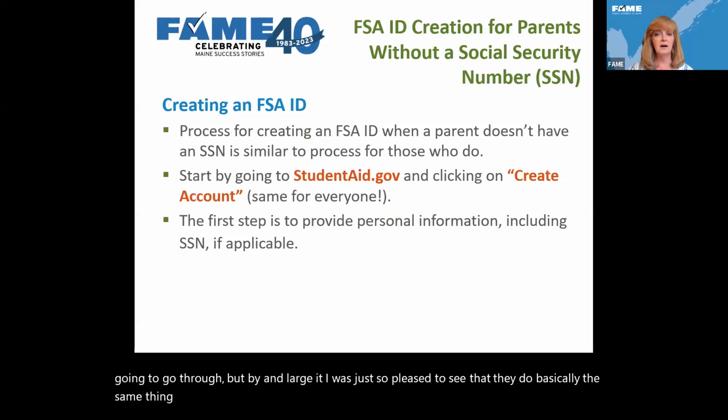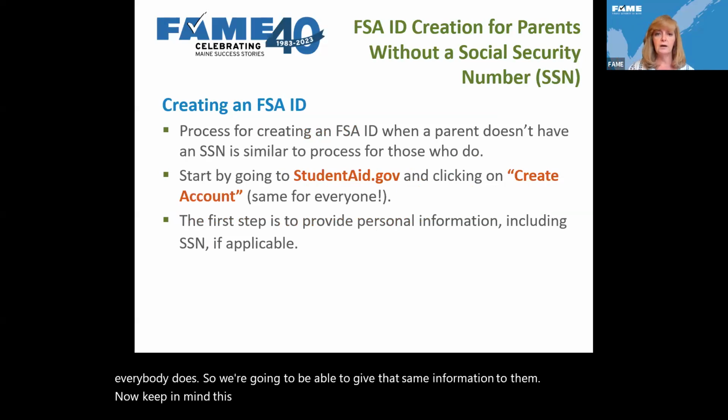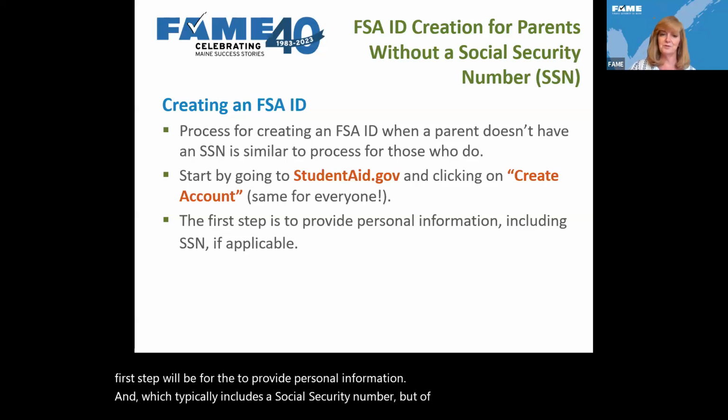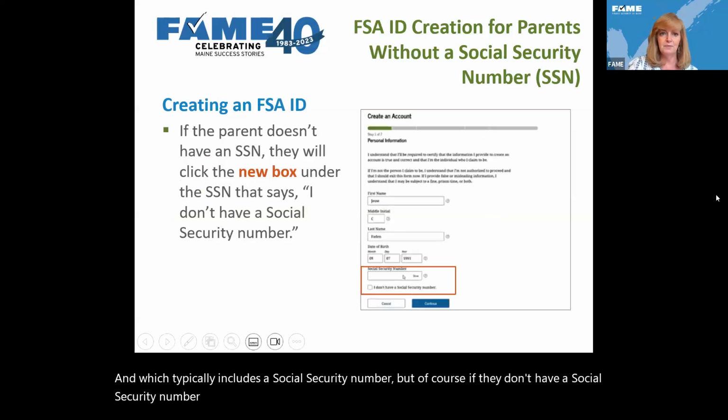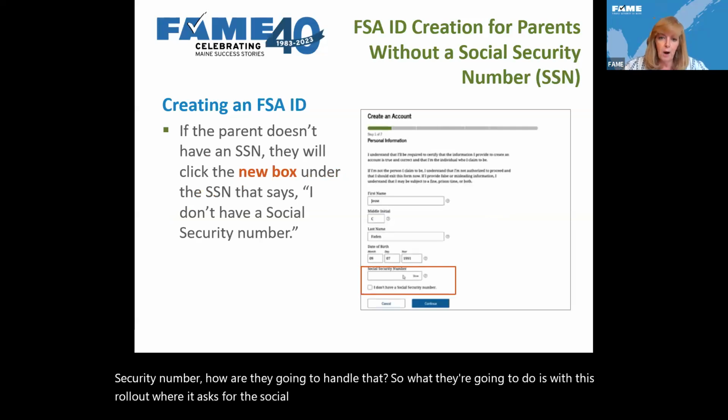They go to studentaid.gov. They're going to click on create an account, just like everybody does. So we're going to be able to give that same information to them. Now, keep in mind, this is not ready yet. It's not going to roll out until the FAFSA rolls out. The first step will be to provide personal information, which typically includes a social security number. But of course, if they don't have a social security number, how are they going to handle that? So what they're going to do is, with this rollout, where it asks for the social security number, there's going to be a box underneath it that says, I don't have a social security number.